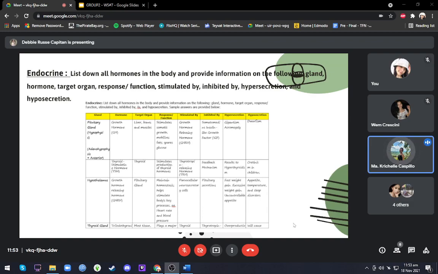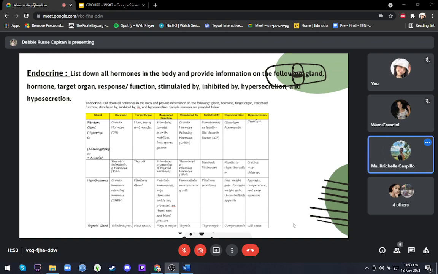Stimulated by growth hormone releasing hormone. Inhibited by somatostatin, insulin-like growth factor. Hypersecretion is gigantism and acromegaly, and hyposecretion is dwarfism.